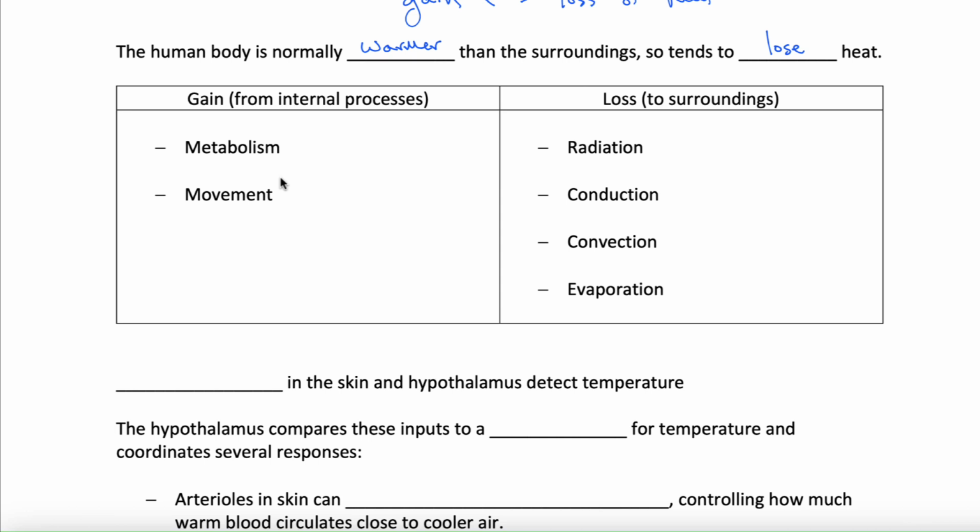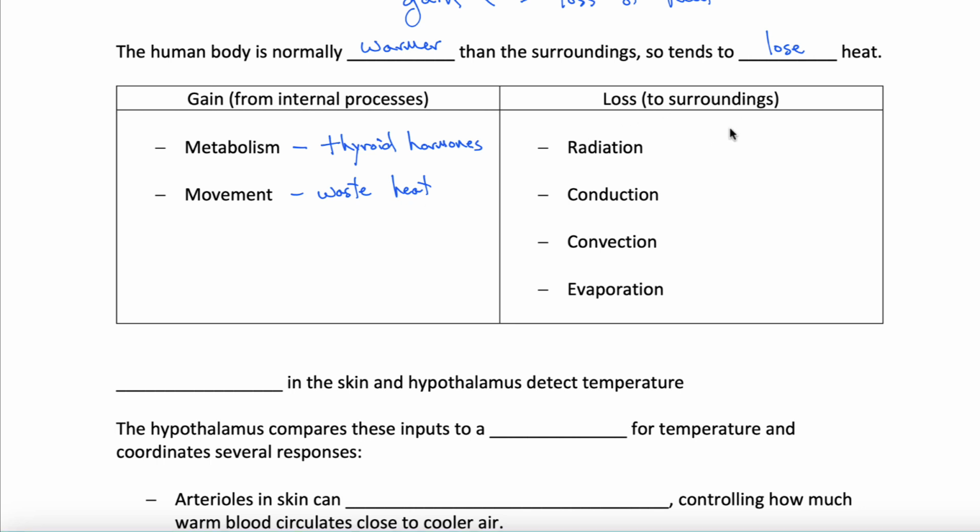First is metabolism, the sum of all the chemical reactions in the body. And those generate waste heat, and so that is one source of heat gain for the body. Metabolism and metabolic rate is controlled by thyroid hormones, and so thyroid hormones are involved in this way in thermoregulation, by controlling the rate of metabolism and therefore the rate of waste heat generation. Movement as well generates waste heat. You've of course experienced this when you exercise, and so the more you move your muscles, the more waste heat is generated from that process.